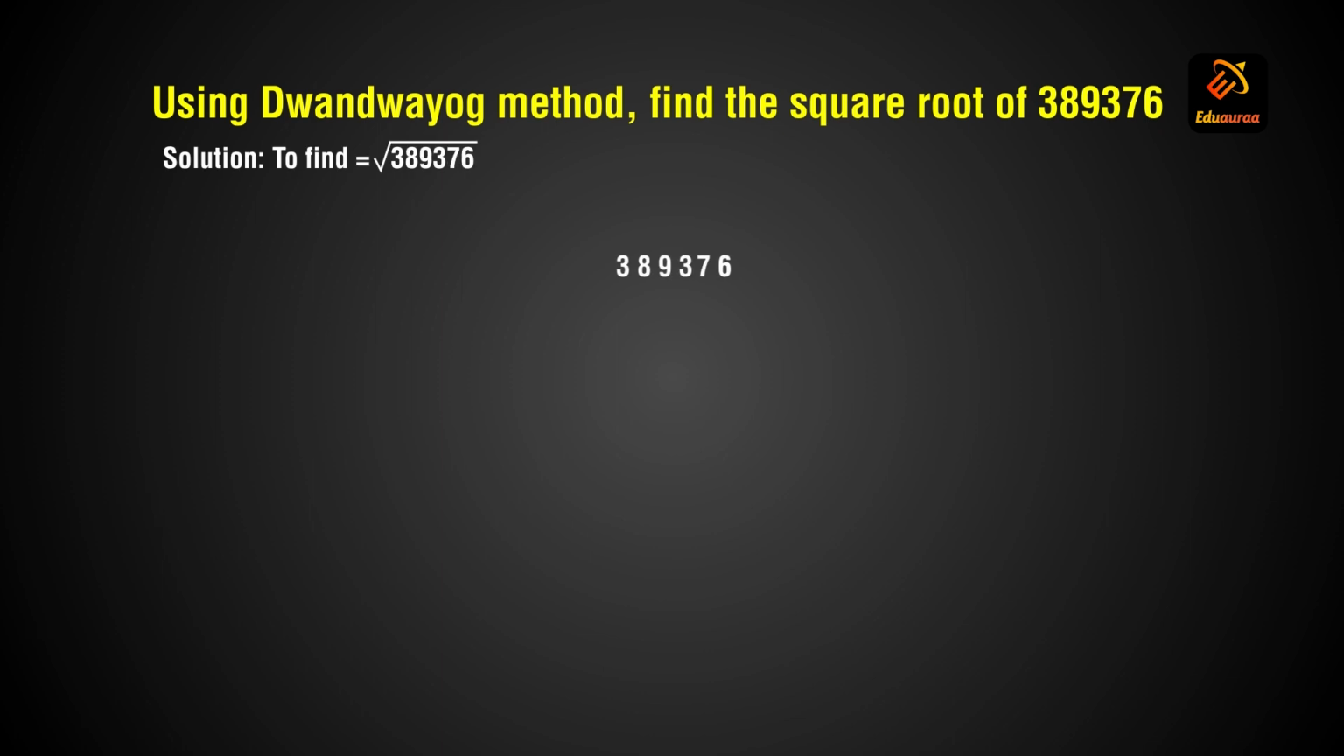Look at the steps. Take 9376 separately, 38 separately, 3 pairs of digits in the number, so 3 digits in the square root. The first conclusion: first square root digit is 6, 38 minus 6 square is 2, write 2 before 9, new dividend is 29, corrected dividend is 29, divisor is 6 into 2, that is 12. 29 divided by 12, quotient digit is 2, write 2 next to 6 in the column below, remainder is 5.